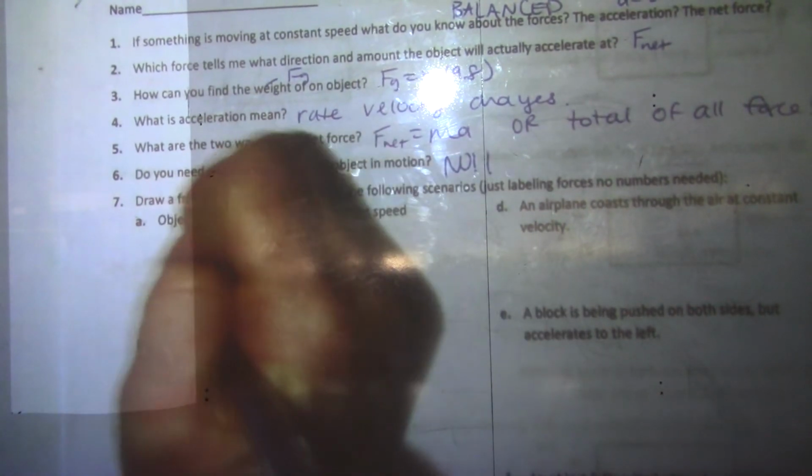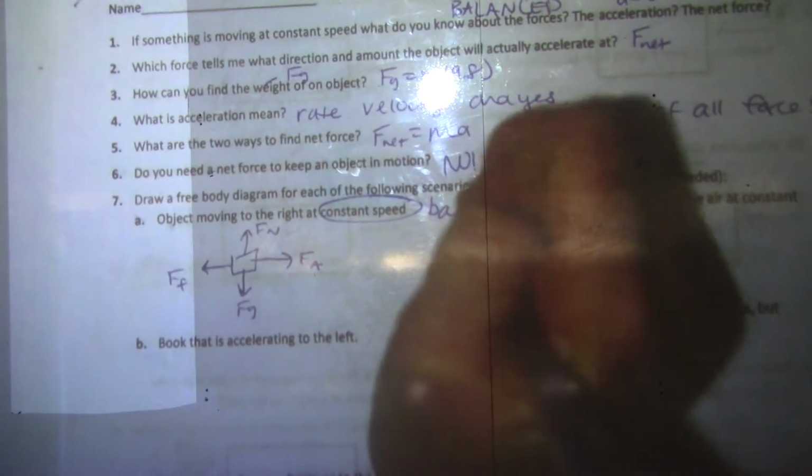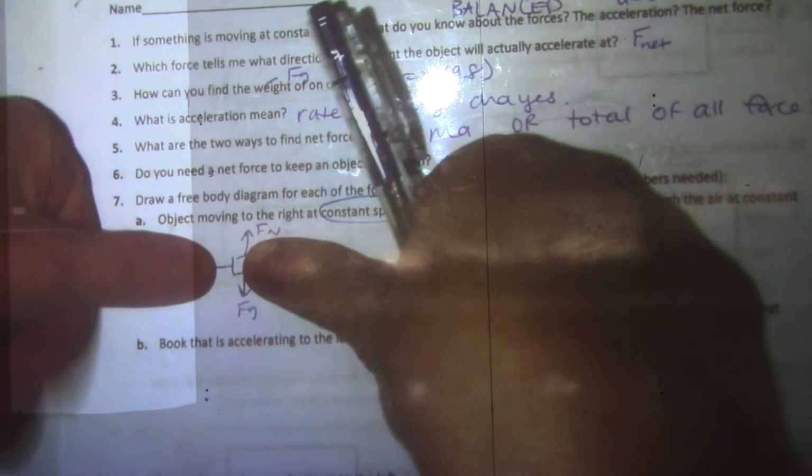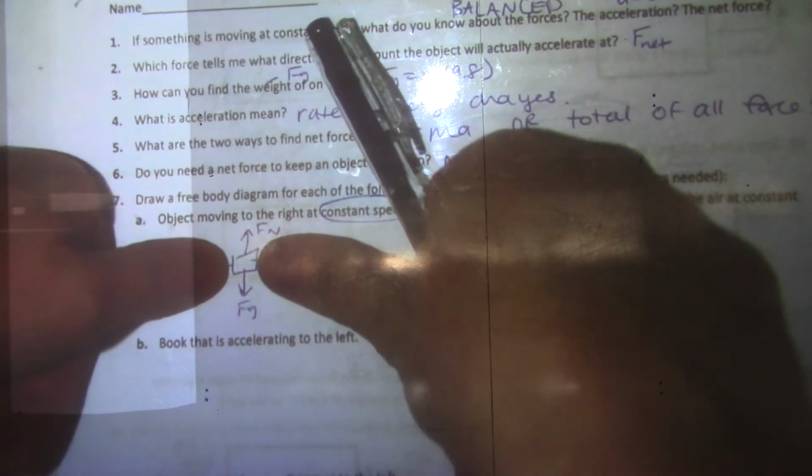Free body diagram, moving to the right at a constant speed. So if this was something on a surface, that would be Fg and Fn. Let's say I had an applied force, that would mean I would have an equal friction force. Constant speed means they have to be balanced. You also could have had it like this: if it was on a frictionless surface, that would also be constant velocity.